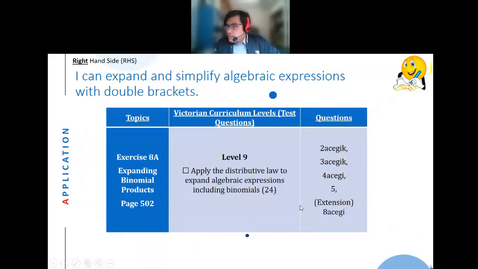So we've gone from level 5, level 6. We moved up to level 8 with the single brackets, and then now we are working at level 9. So it says here apply the distributive law to expand algebraic expressions, including binomial. So binomial is just another way to say double brackets.